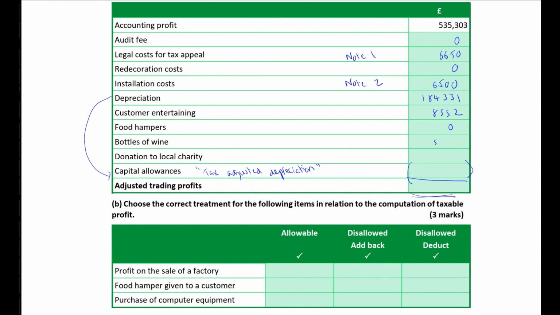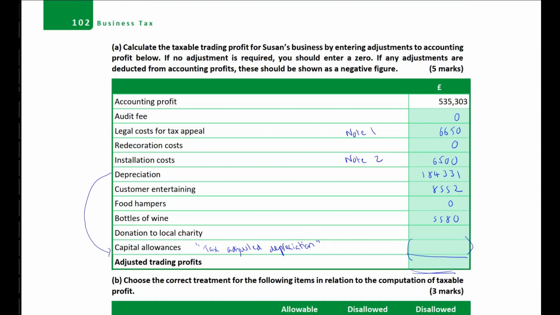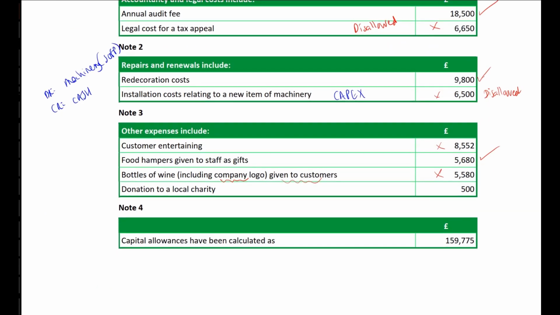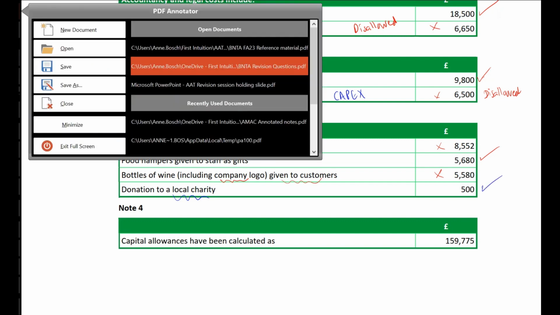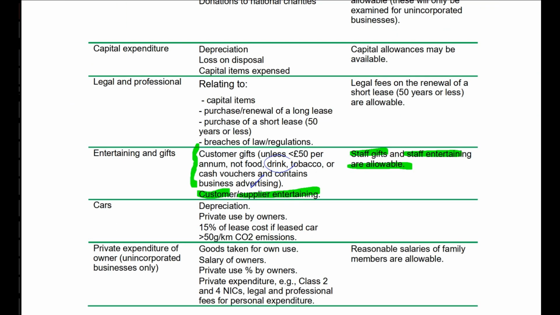Food hampers were fine, so the wine was not. And the next bit, donations to a local charity. Donations to local charity are allowed as long as they're a small donation and it's to a local charity. So I have no issues with that one. I'm going to let that one go through. So no adjustment needed there.